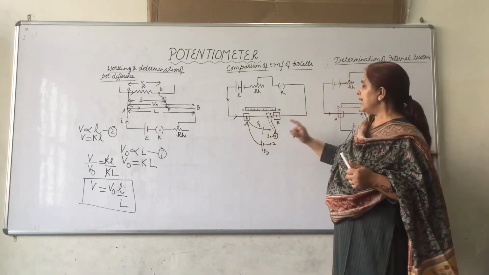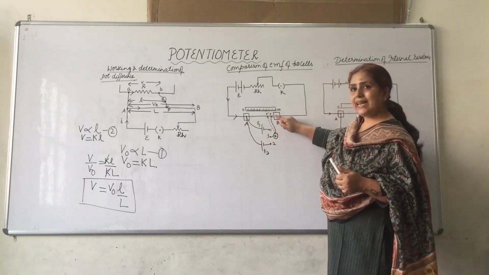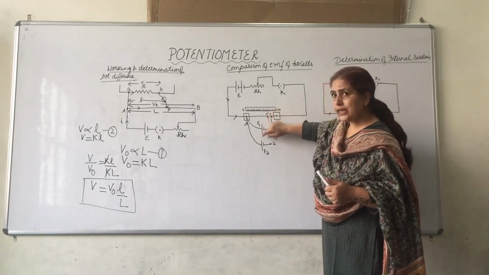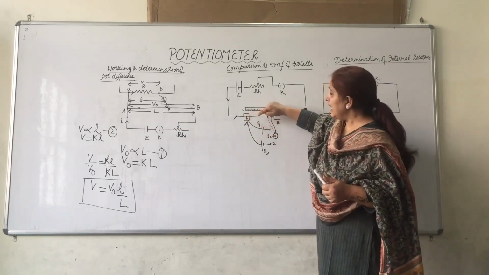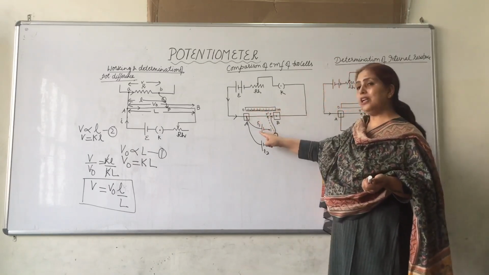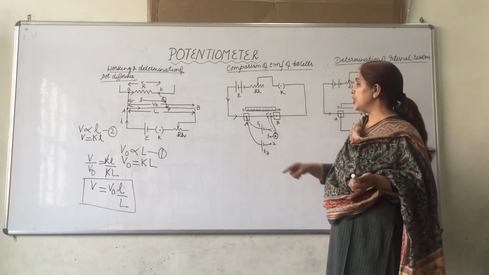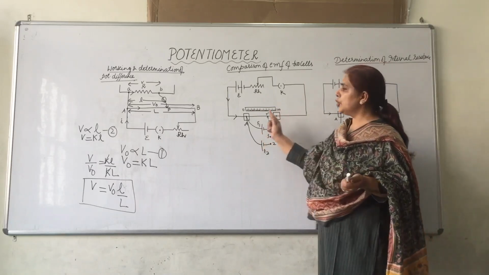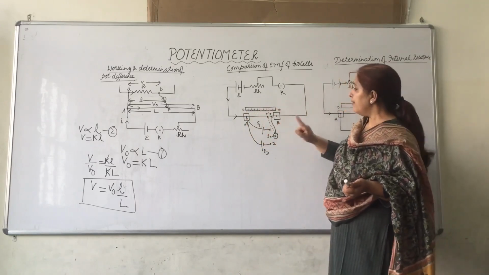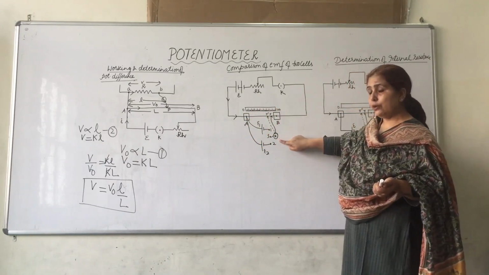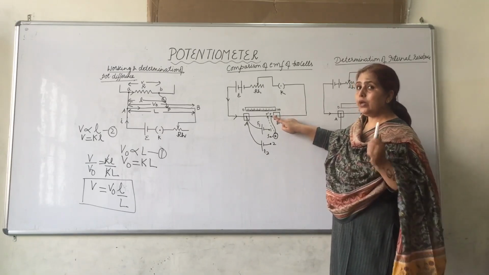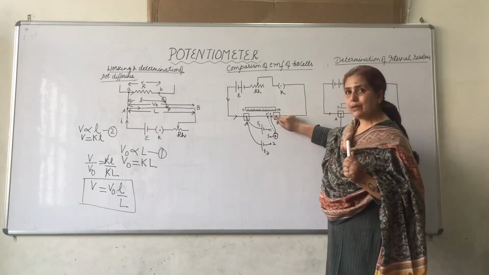Now this galvanometer is connected to the jockey. As I already told you, the positive terminal is connected to the point A, which means point A and the positive terminal of the cell have the same potential. Now we slide the jockey on the potentiometer wire and stop where we get zero deflection on the galvanometer. The moment we get zero deflection, we note down that point. Suppose J is that point.